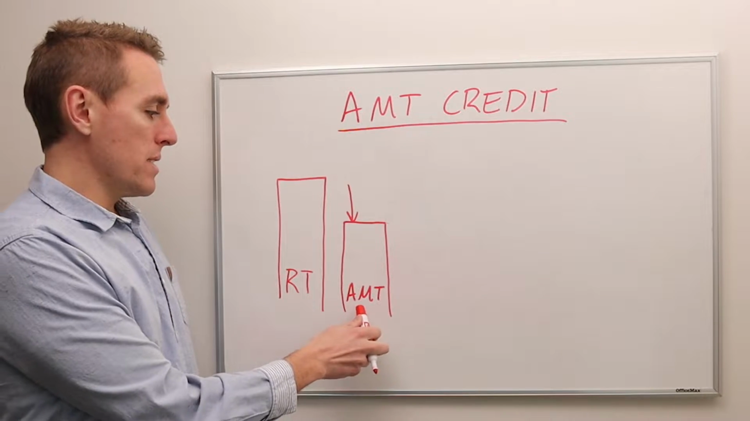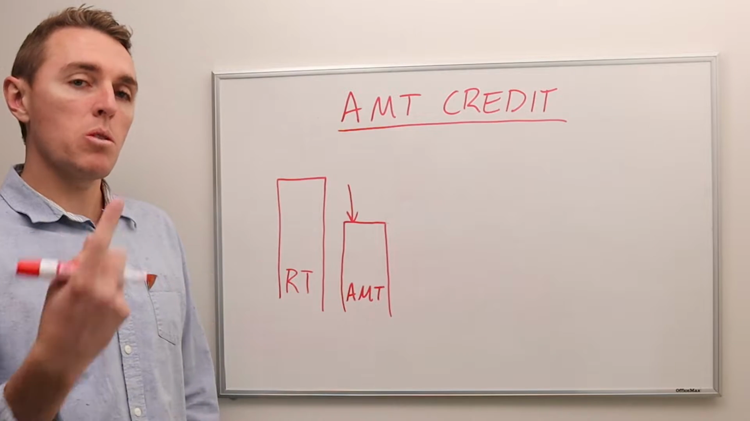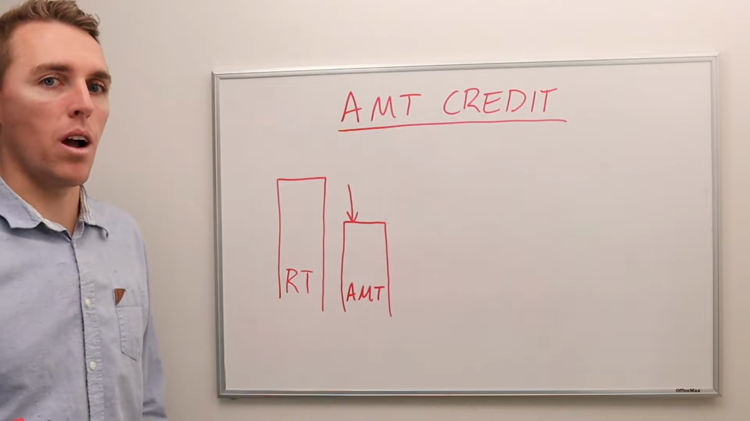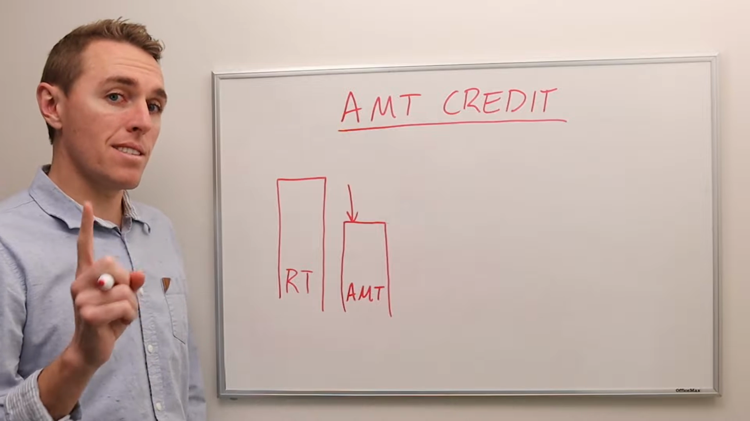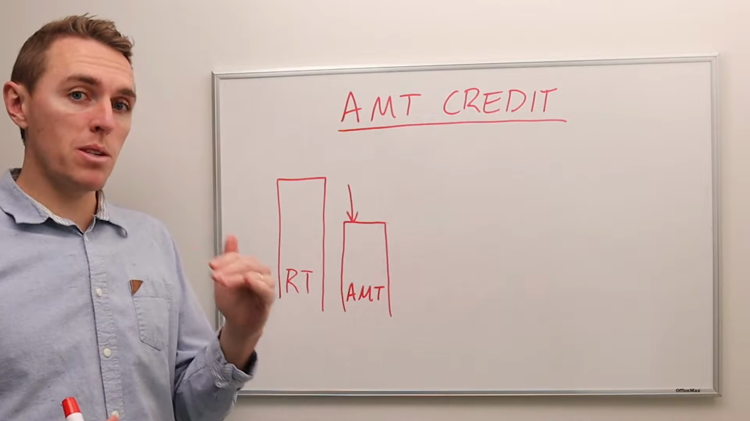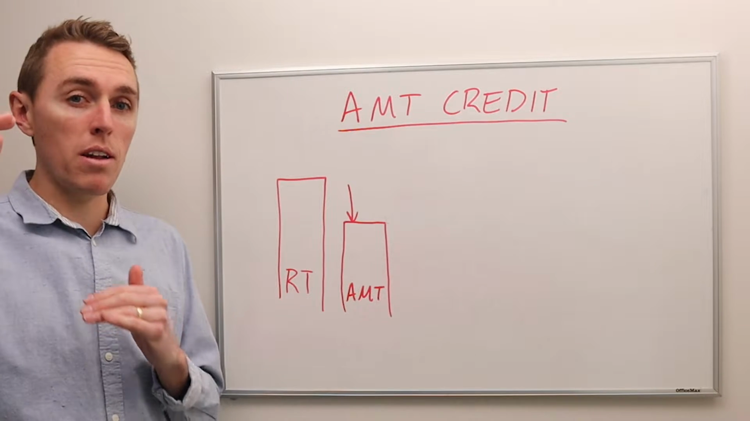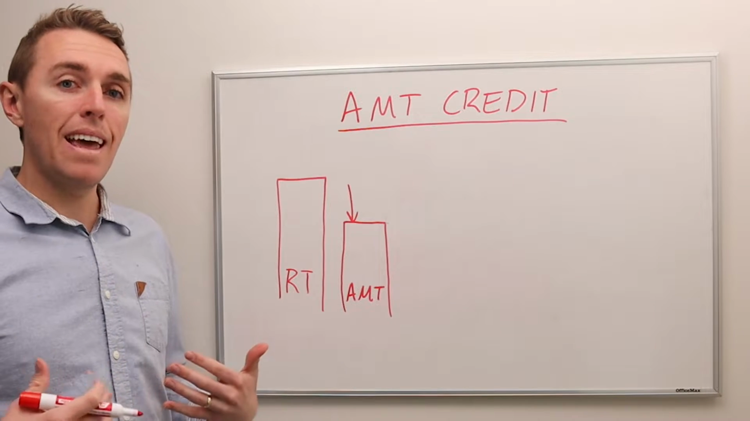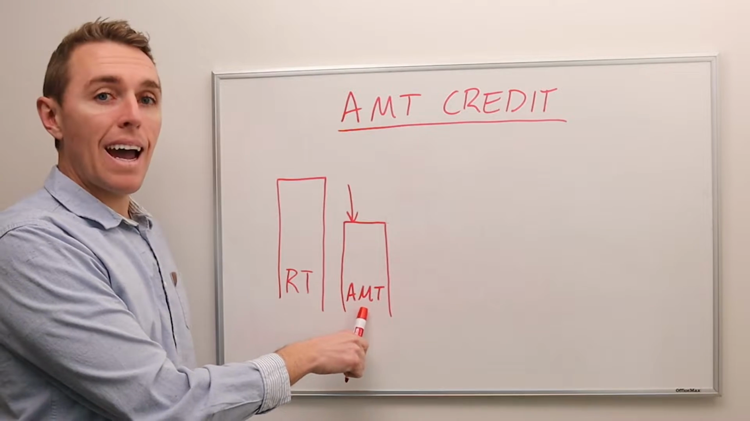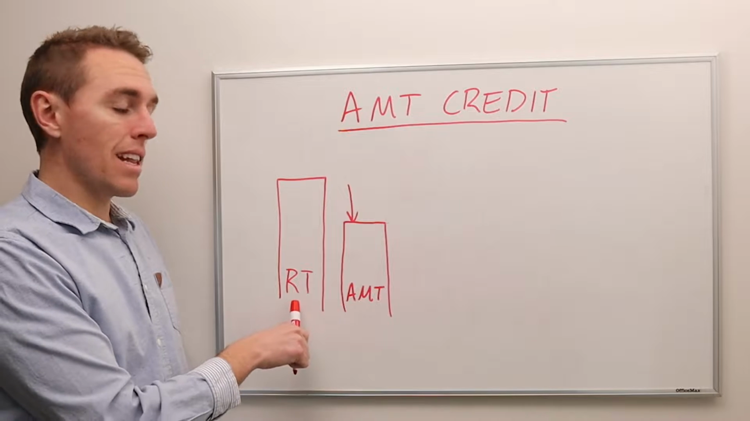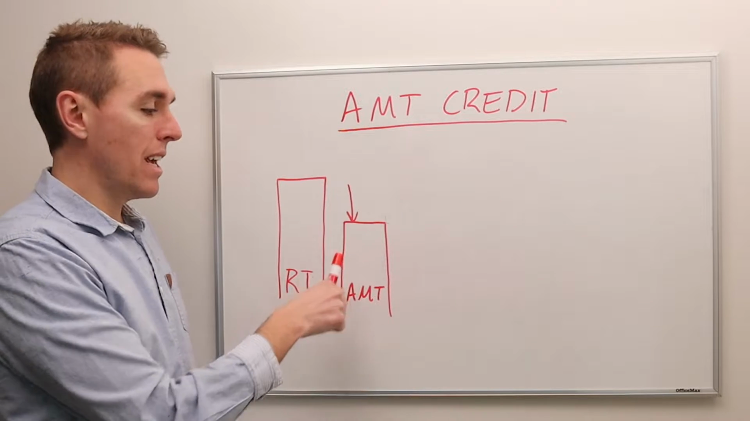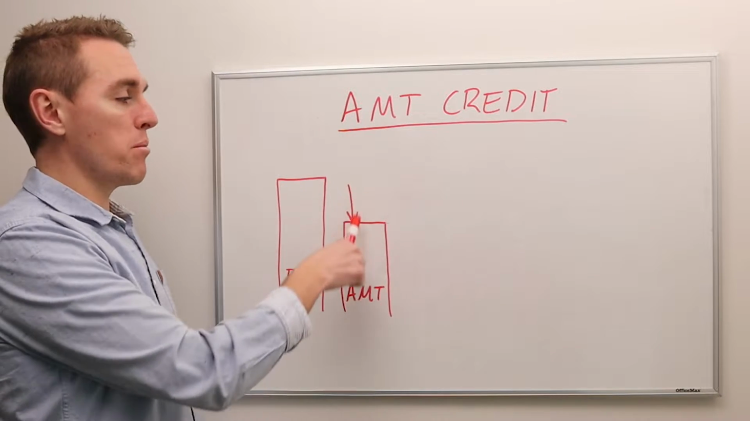And the reason why AMT is getting triggered is most likely going to be because of incentive stock options. When you exercise incentive stock options, the spread between the exercise price and the fair market value, when you exercise, that spread only gets added to this second calculation. It doesn't actually go into this calculation. Therefore, it brings this number up.